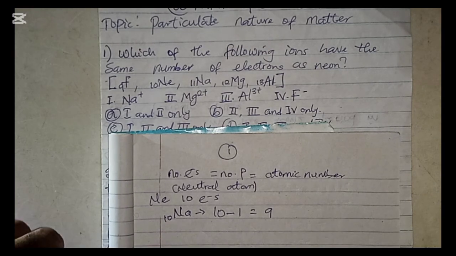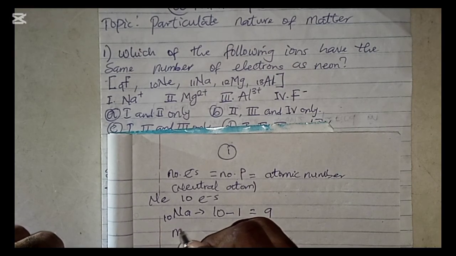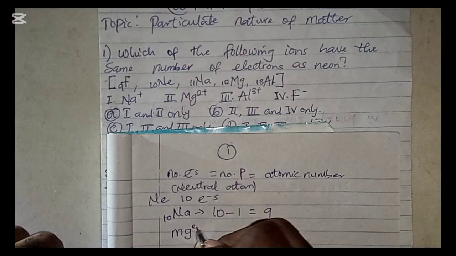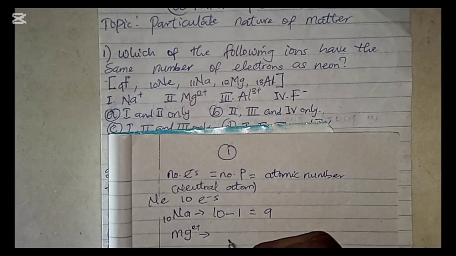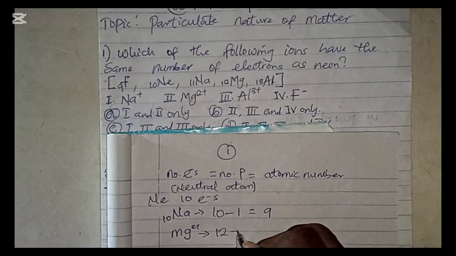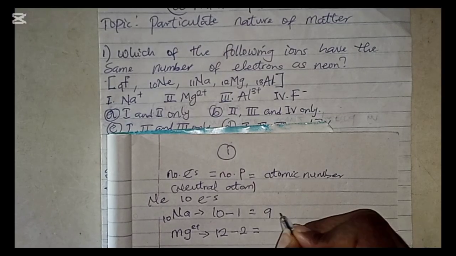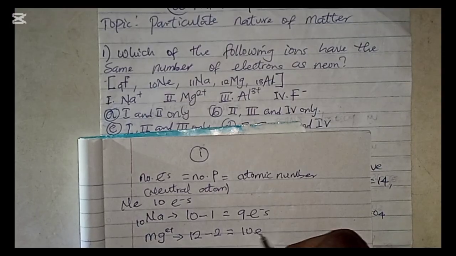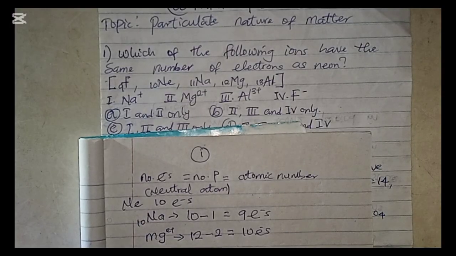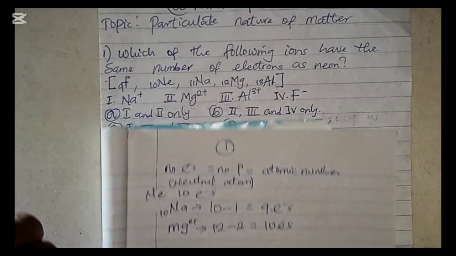Now, magnesium 2 plus is going to be what now? Magnesium has an atomic number of 12. So 12 minus 2. So the number of electrons is going to be what? 10 electrons. Good.